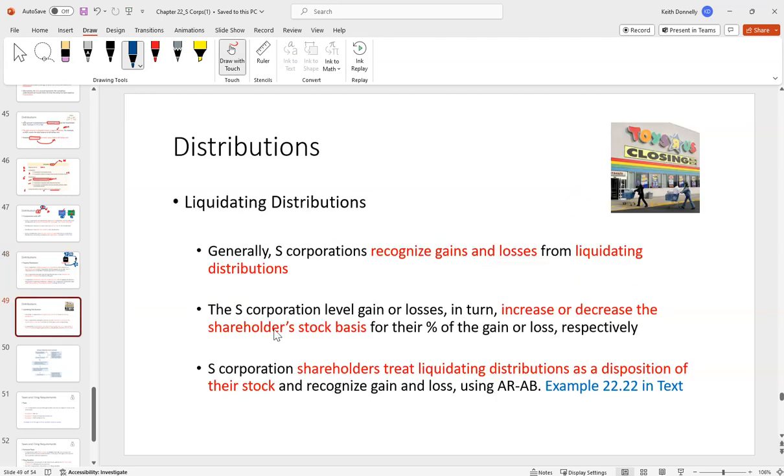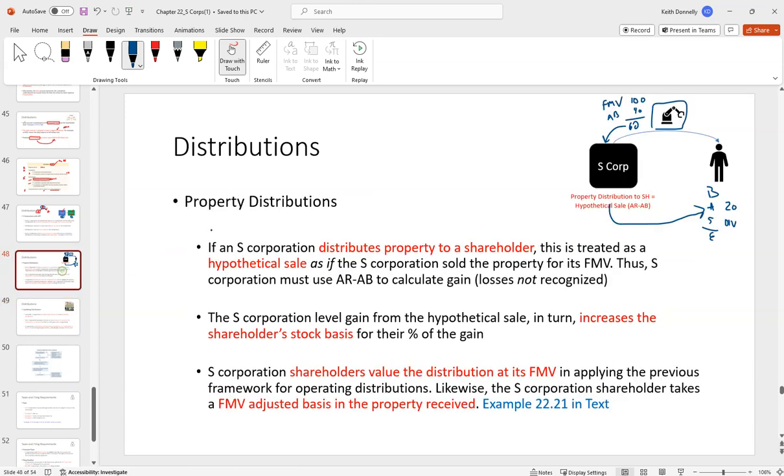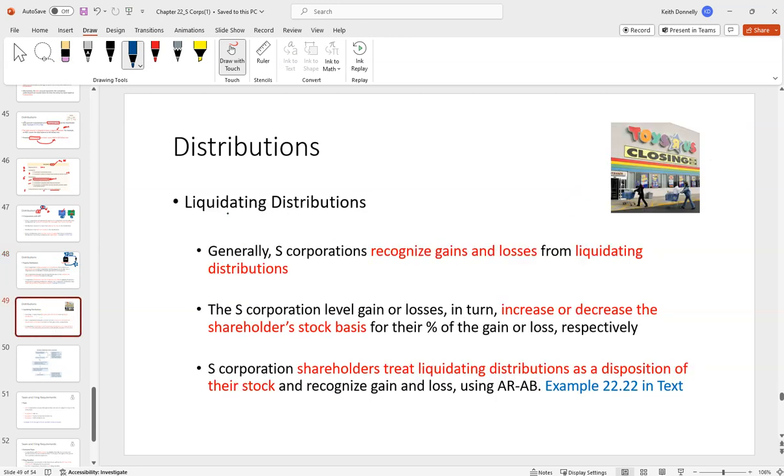Finally, liquidating distribution. This is just like the property distribution we just saw, but that was a non-liquidating property distribution, where the business continues to operate thereafter. Here is a liquidating distribution. Essentially what happens here is we're going out of business. We've come to the end of the road, and essentially, hey, here's some machines, here's some money, this is it for your stock. It's all we have.